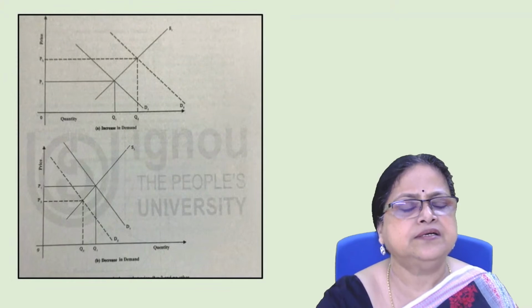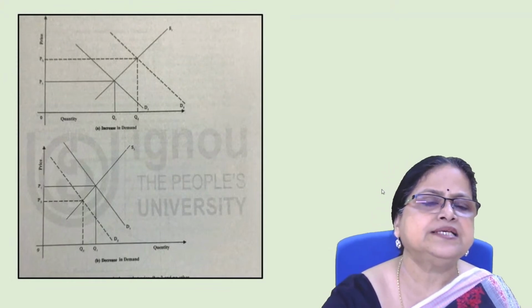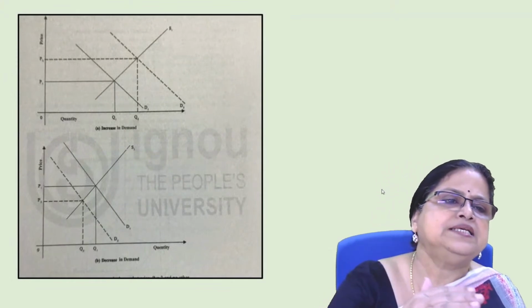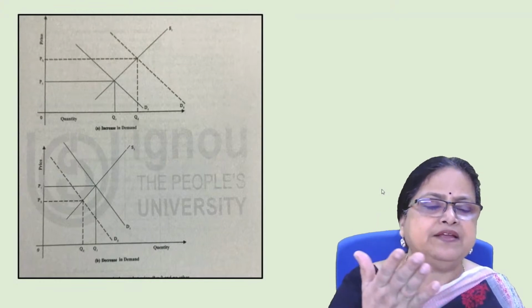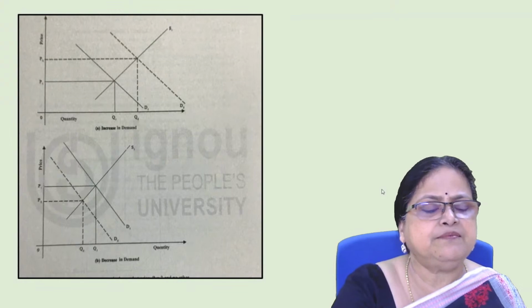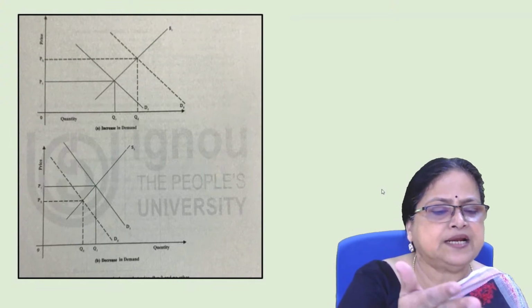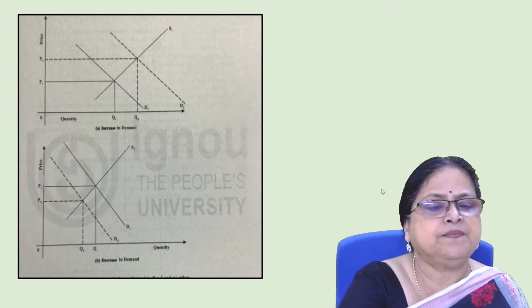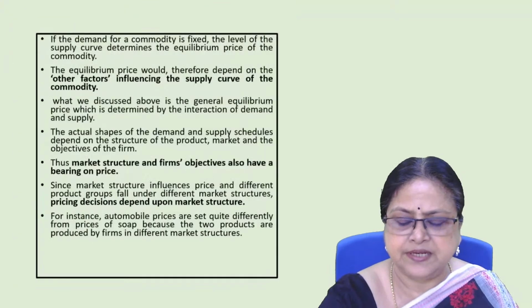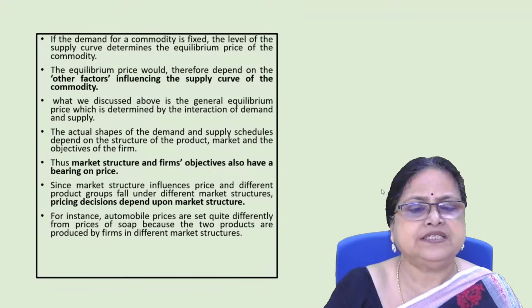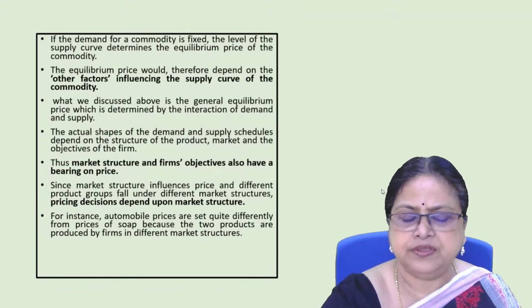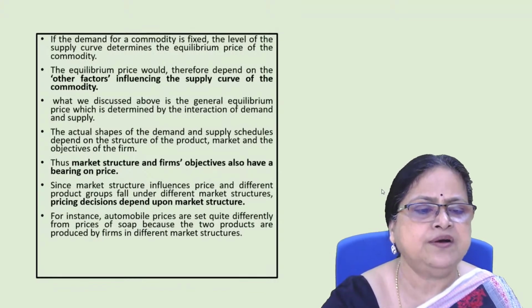Let us look at the two diagrams. Here, an increase in demand increases the price as well as the quantity demanded, supply remaining fixed. Similarly, a decrease in demand decreases the price and quantity demanded, supply remaining fixed. Now, similarly, we can go for the supply side. If the demand factor is fixed, then we can look at the situation in case of supply.